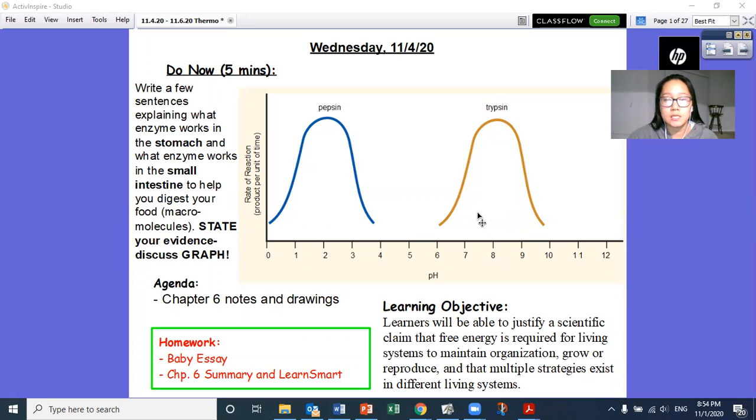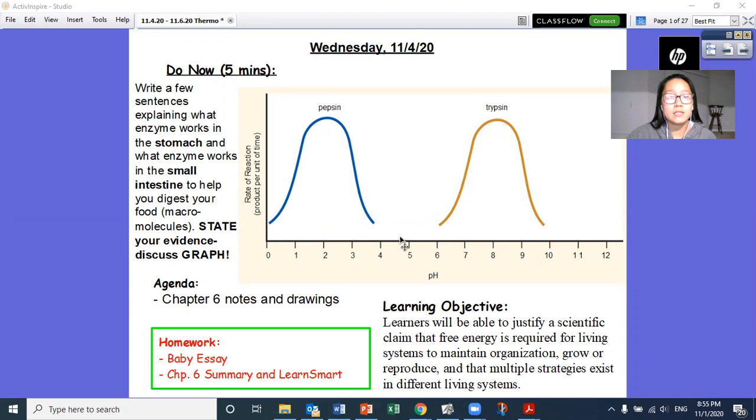In this graph, you can see that we have an enzyme called trypsin and an enzyme called pepsin, and they're both proteins because they are enzymes. You see that pepsin works in this lower pH range and trypsin works in this neutral to basic pH range. The rate of reaction is the highest for pepsin around 2 pH and for trypsin around 8 pH. So I want you to pause and discuss and write down which one you think will work better in the stomach and which one will work better in the small intestine based on their maximum rate of reaction.